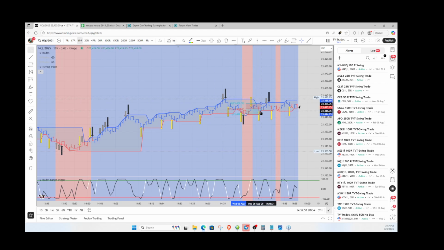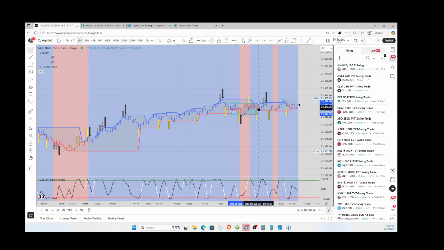So you look for a pullback to that midpoint that closes back up above it when it comes out of the oversold. So like this right here would be a perfect trade, right? Right now this is probably a pretty good trade right where it is.